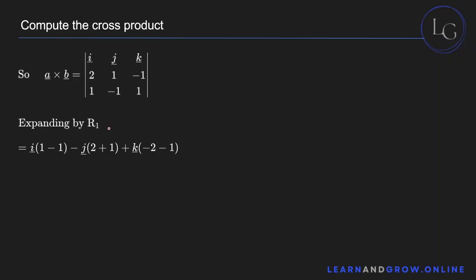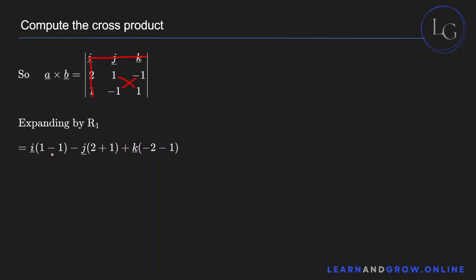Well, first off, if you take the first column, you take this i, and you cancel out its column and its row, right? And then you write down i, and multiply it with the product of the diagonals that are remaining.